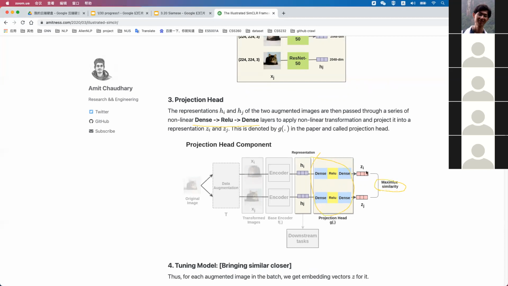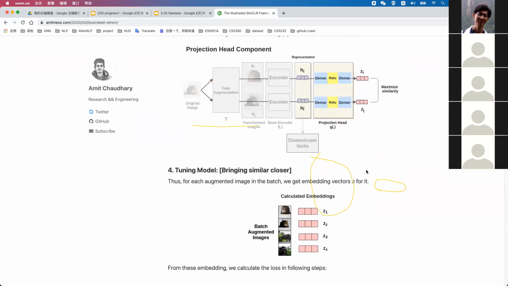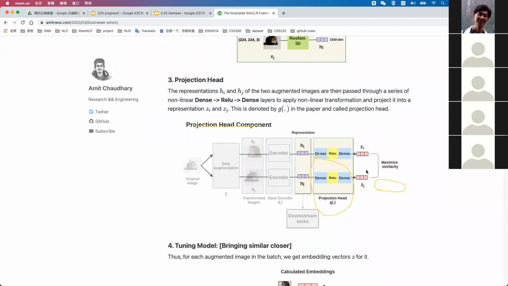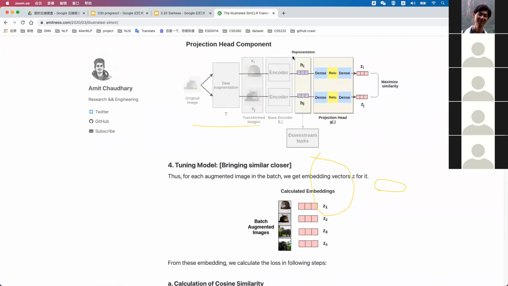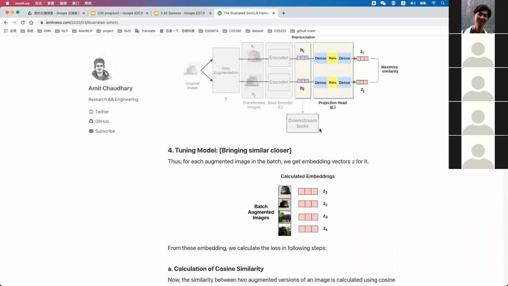So I think it just follows the typical Siamese neural network. So it's just training similarity based on data augmentation, right? Yeah. Based on the data augmentation.